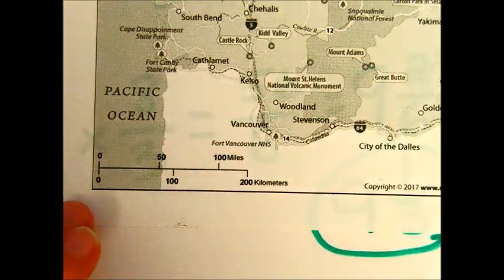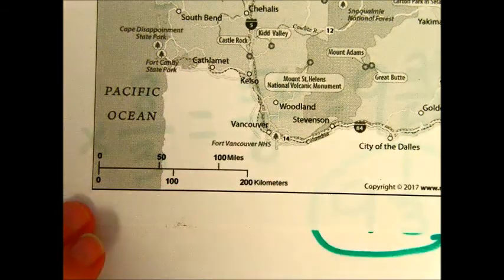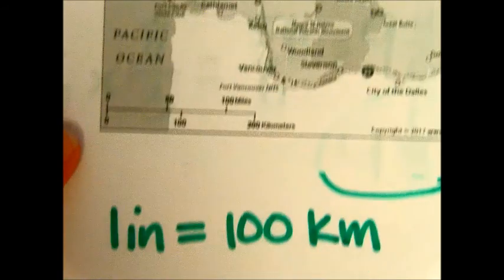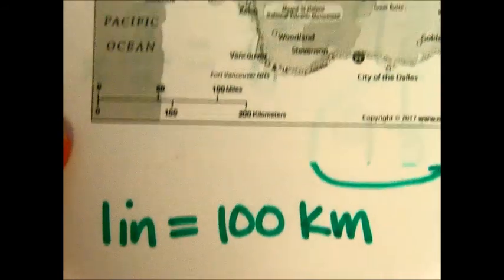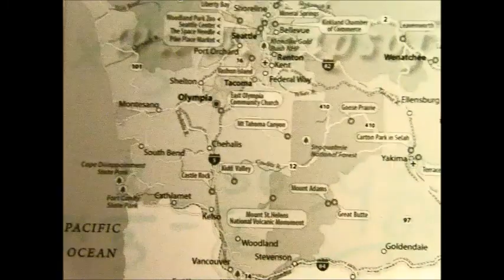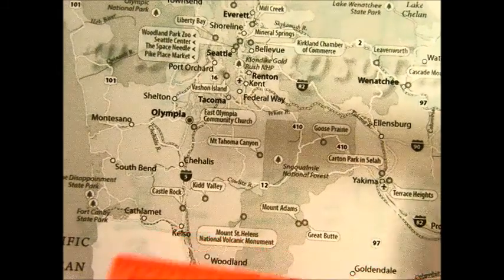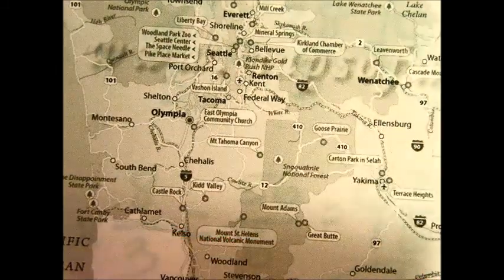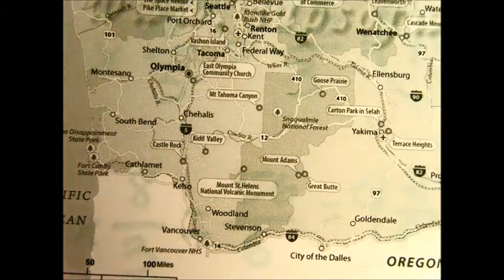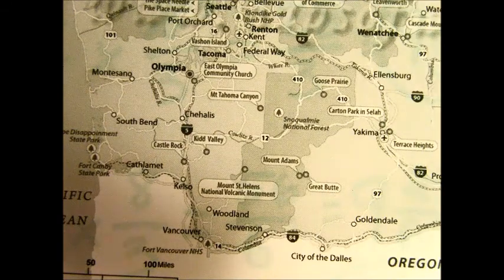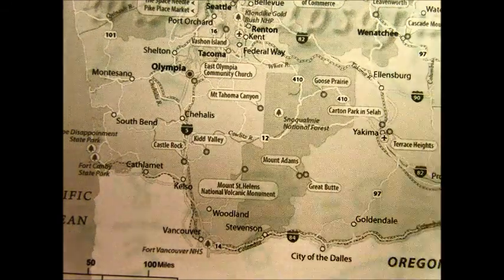So we could say, for this map, 1 inch equals 100 kilometers. Okay, so what we could do is measure with our ruler some distances between one point and another, and then use the relationship of 1 inch to 100 kilometers to determine how many kilometers make up the distance.